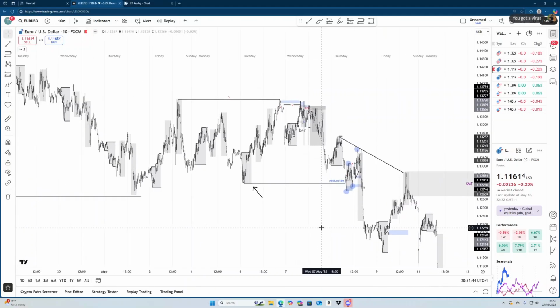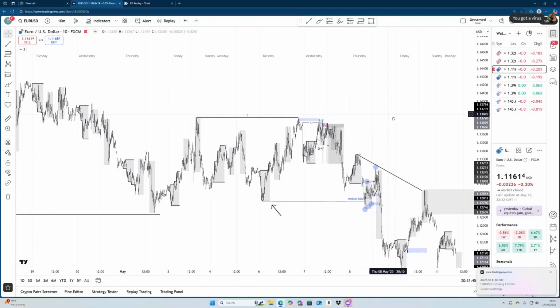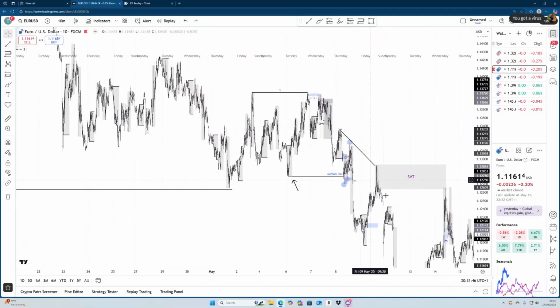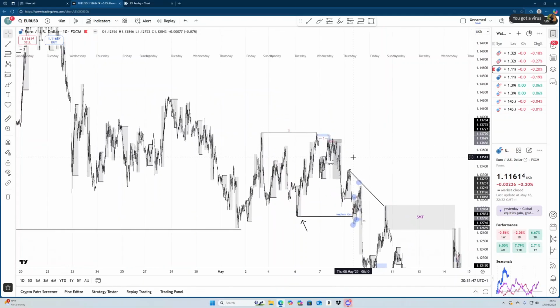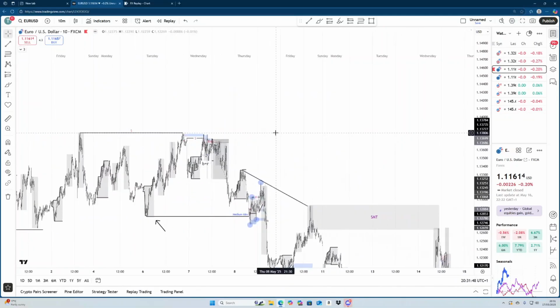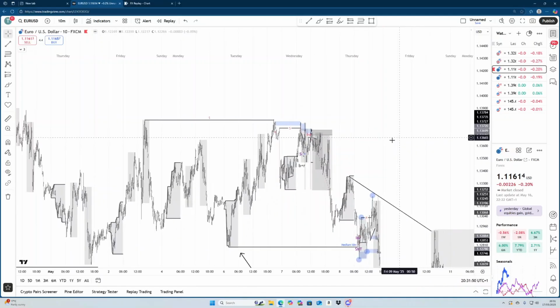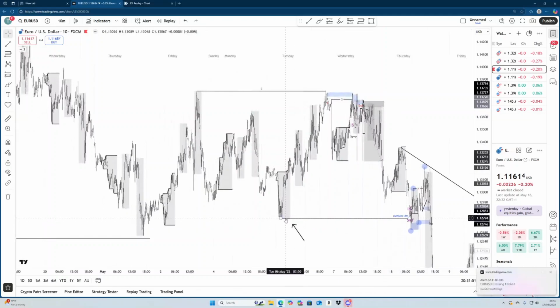No worries, bro. But yeah, so you see how this low led to the inducement. Exactly. If you was extra confident, you could have even targeted this low because it's a weak low because it led to an inducement. Okay, so that's my confidence for the trade.